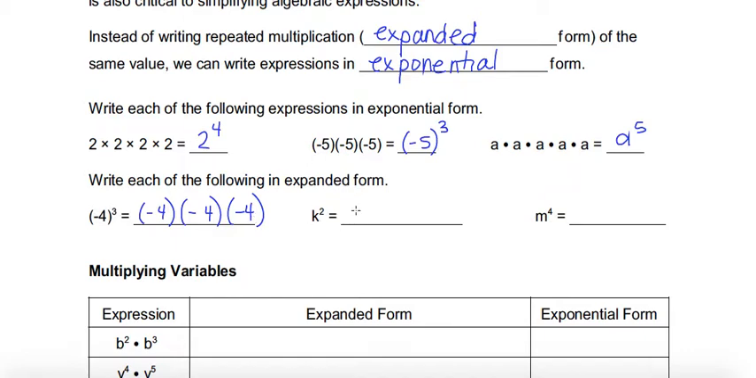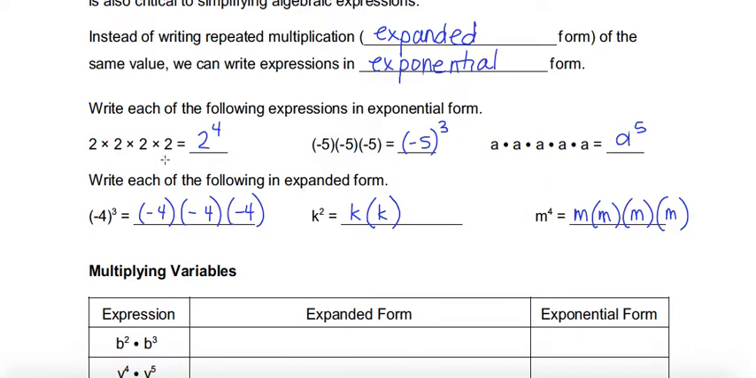k squared is the same as k times k because I'm multiplying k by itself 2 times. And lastly, m to the power of 4 is m times m times m times m, because I'm multiplying m by itself 4 times. And you can write your letters using brackets like I did here, or you can write them using a dot, as the question up above is showing. You can also use multiplication symbols like the one in number 2.